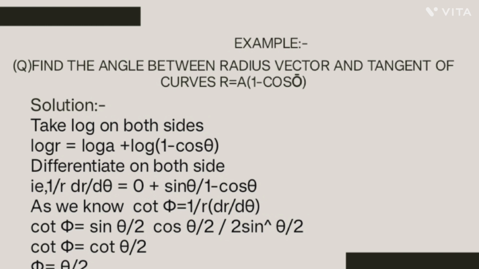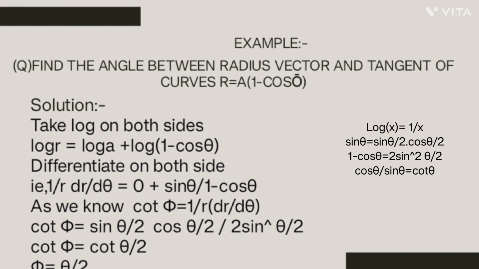Simple thing. r is equal to a of 1 minus cos theta. Now take log on both sides. Log r is equal to log a plus log of 1 minus cos theta. Now differentiate it. Log r differentiation is 1 by r dr by d theta is equal to log a differentiation, which is 0, plus log of 1 minus cos theta. Assume that log of 1 minus cos theta is log of x.